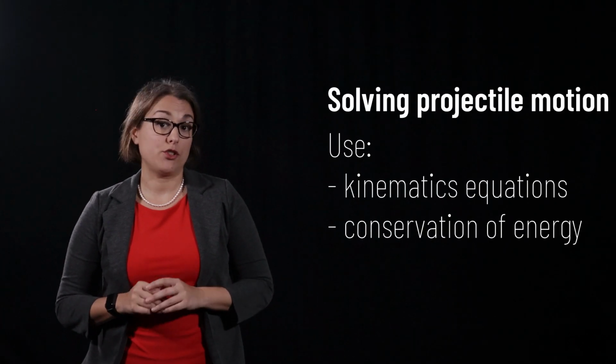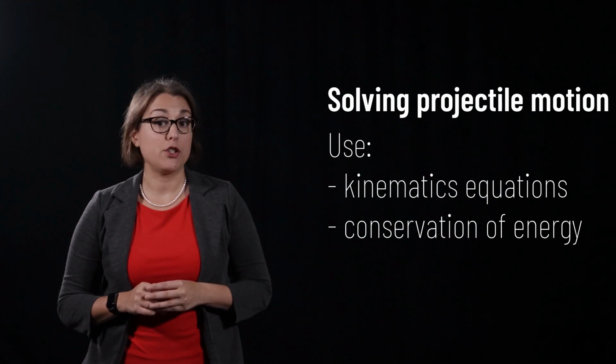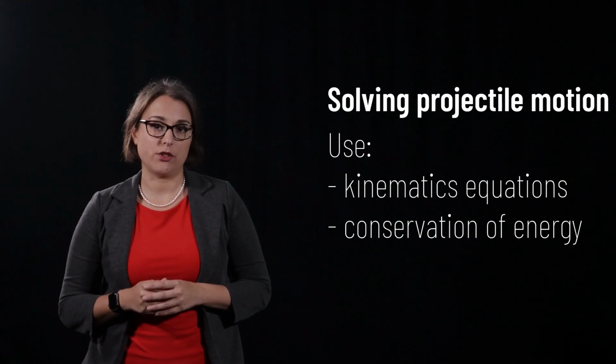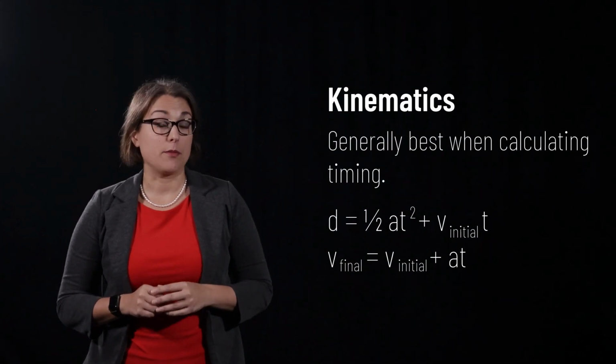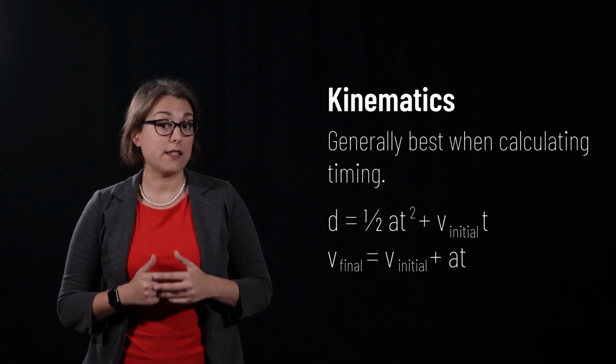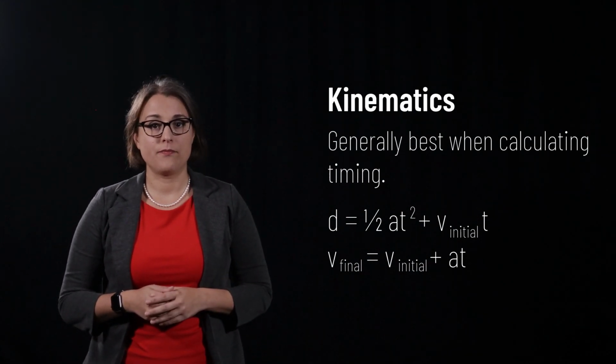Let's use the information we've just gained, as well as some past information about kinematics we've learned in previous lectures, to analyze the motion of projectiles. We can do projectile motion analysis using kinematics equations or using conservation of energy equations. Generally speaking, kinematics equations are best used when we need to calculate timing. For example, how long something stays in the air.